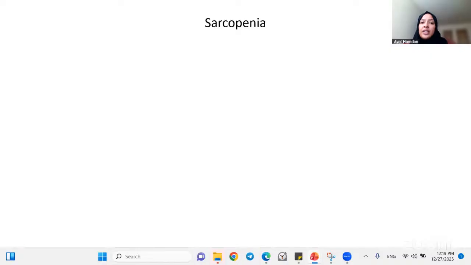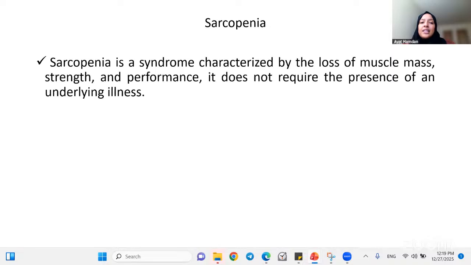There's another term that we need to also be familiar with. It's called sarcopenia. And what is that? It is a syndrome where we lose muscle mass, we lose muscle strength, we lose muscle performance. And it is merely a physiological phenomenon. So there is no illness required for a patient to be sarcopenic.